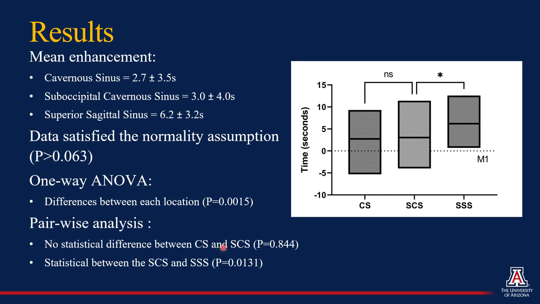We found that the cavernous sinus enhanced approximately 2.7 seconds after M1, and that the suboccipital cavernous sinus enhanced at 3.0 seconds, and the superior sagittal sinus at 6.2 seconds. Our data satisfied the normality assumption, so it fit in a bell-shaped curve, and we were able to show differences between the two locations. We found that there was no statistical difference between the cavernous sinus and the suboccipital cavernous sinus, meaning that they follow similar enhancement patterns.